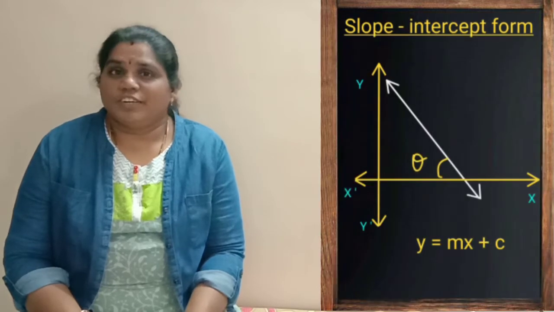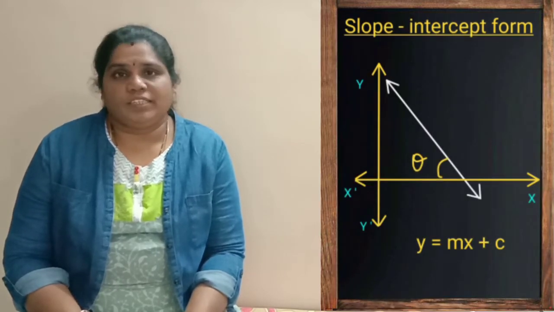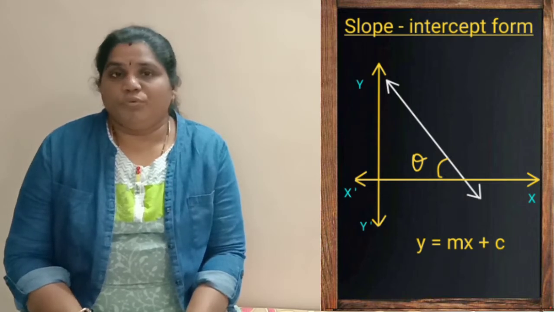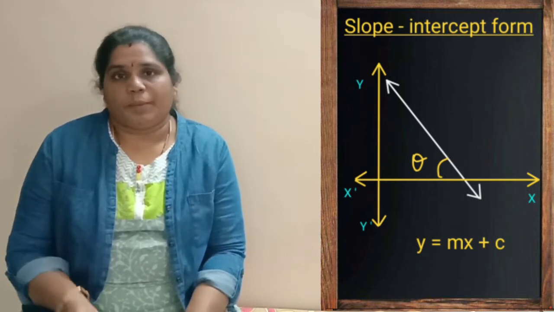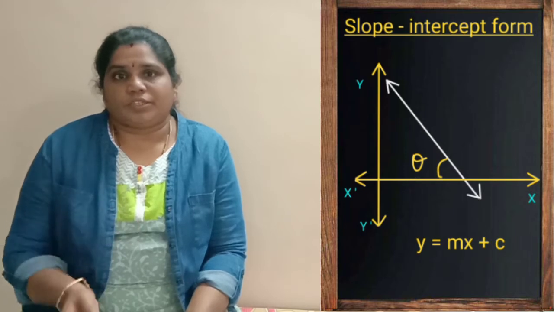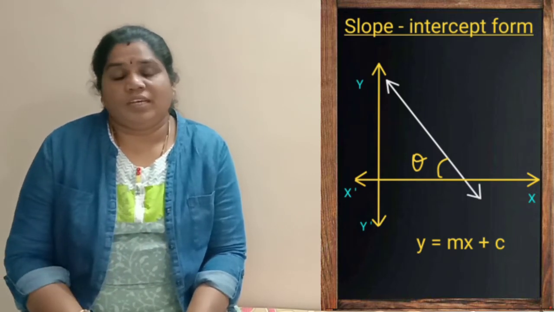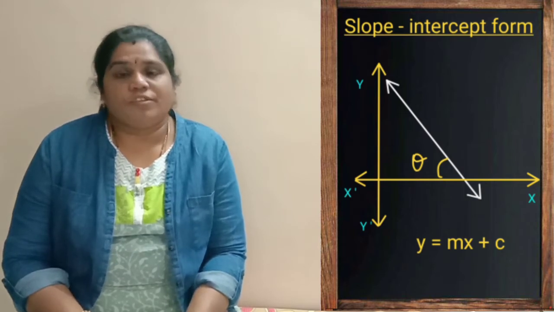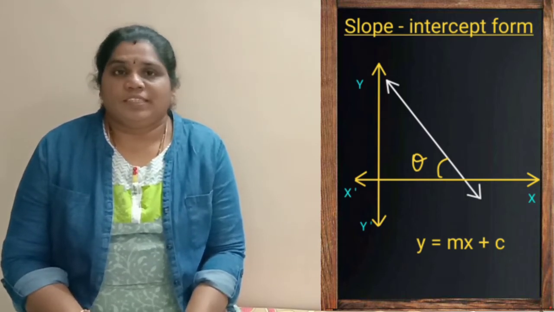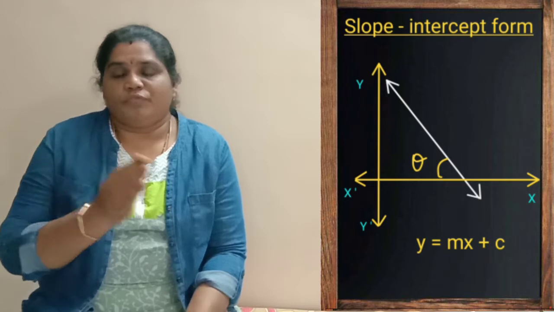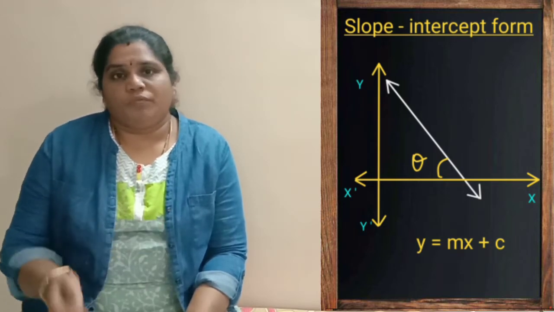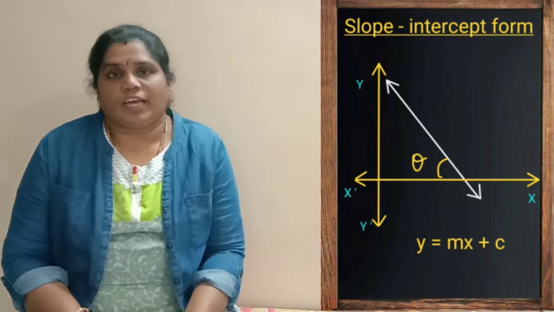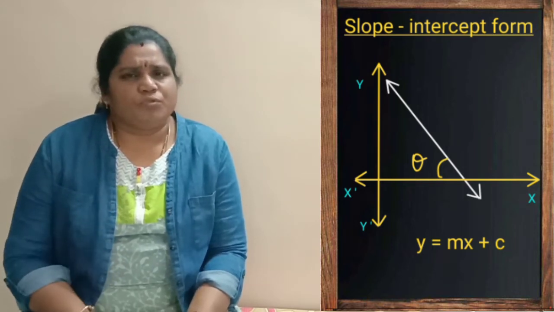And next, the third one is the slope intercept form. In this one, they will give you the slope, that is m, and the intercept. Intercept, here we are taking it as the c value. And then I have given you the equation y is equal to mx plus c. Compared to the first two parts, this one will be very easy for finding the equation of the line.